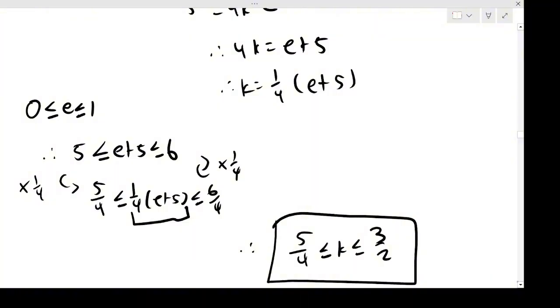So yes, you must make sure that you remember that e is between 0 and 1, because it will help to gather an inequality based on that, okay, like with this question here. Okay, so you must have that in the back of your mind.